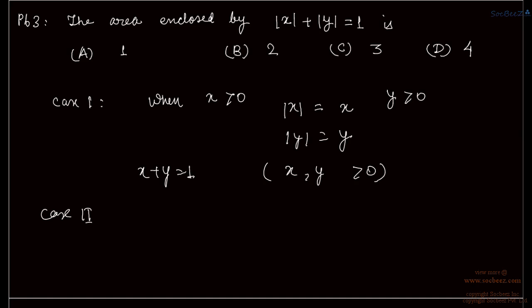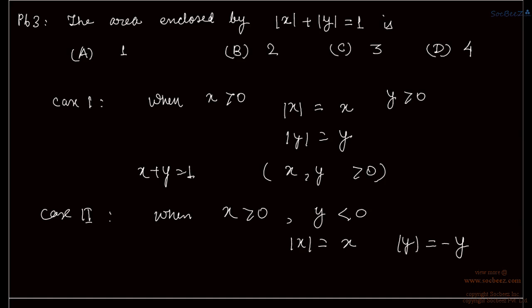Case 2 is when x is greater than 0, y is less than 0. Then mod x is x itself and mod y is minus y, because mod of any number is non-negative. So mod of y, since y is negative, would be minus of a negative number, which is a positive number, minus y. So the equation becomes x minus y is equal to 1.